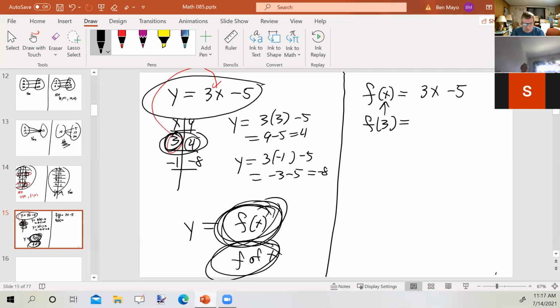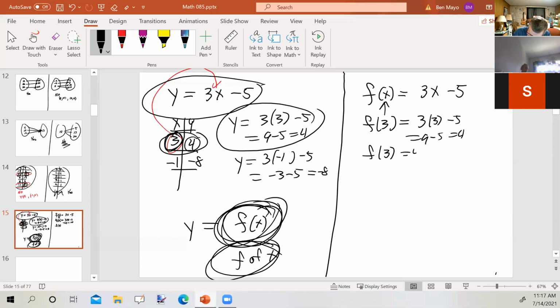How do I find f of 3? The same way I did over here. That's 3 times 3 minus 5. 9 minus 5 is 4. So f of 3 equals 4. This is the function notation representation of that ordered pair, okay?